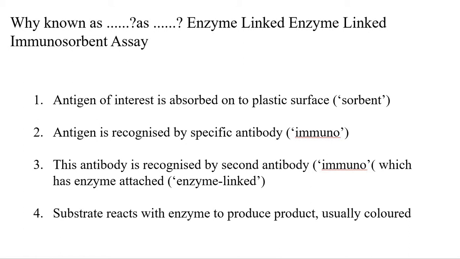Number one, antigen of interest is absorbed on a plastic surface, that is the sorbent. Number two, antigen is recognized by a specific antibody, that is the primary antibody, known as immuno. Number three, the primary antibody is recognized by secondary antibodies which have an enzyme attached, that is known as enzyme linked. And fourth, substrate reacts with enzyme to produce a product, usually colored.